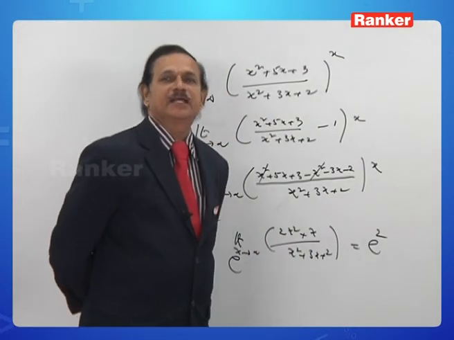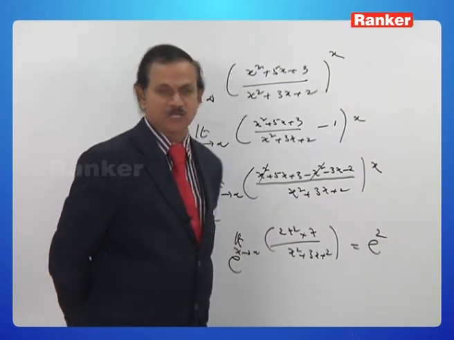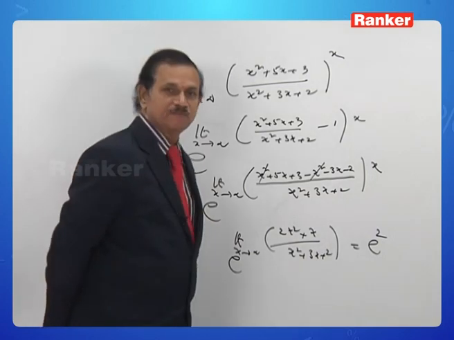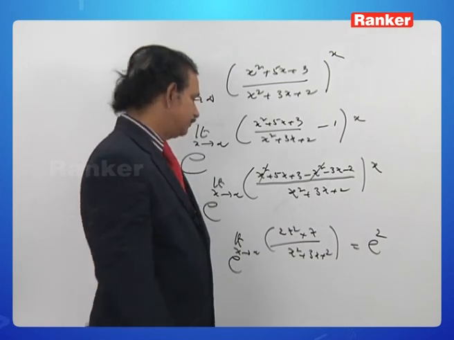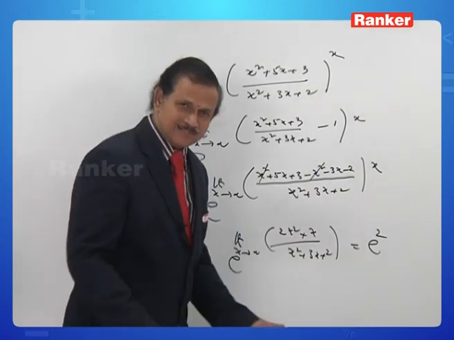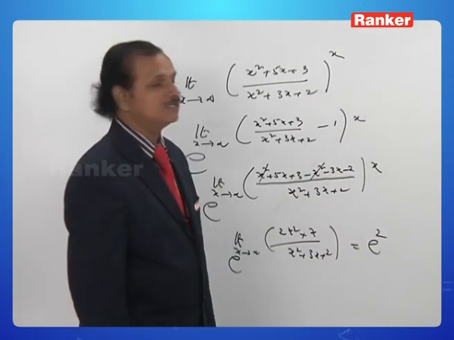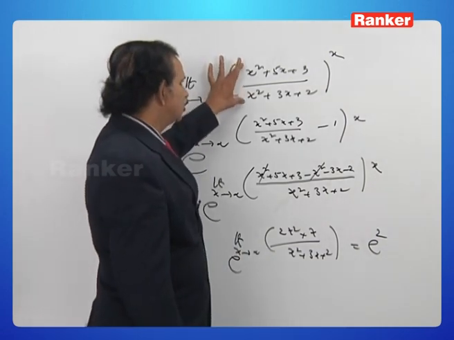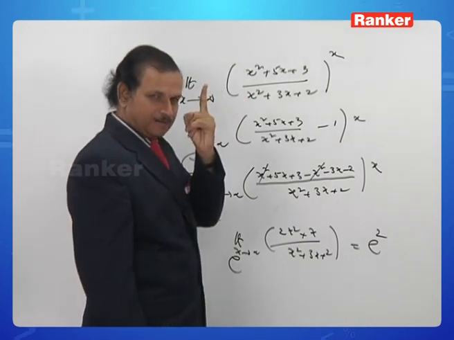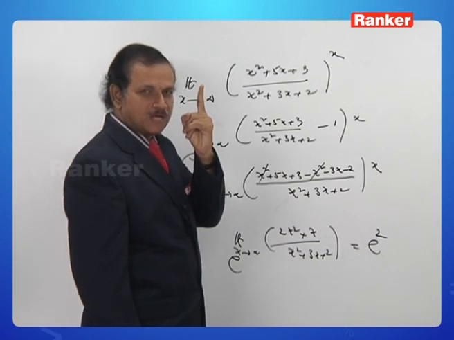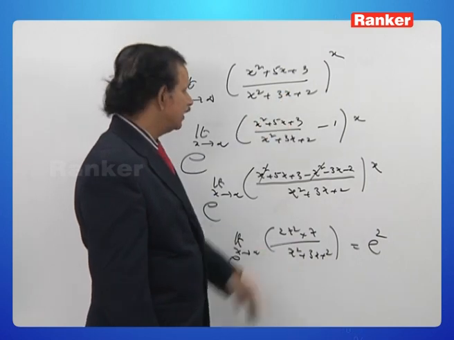By using that methodology, we could have used e power limit as x tends to infinity of (f of x minus 1) into g of x. Well, my dear, this is not the question of solving this problem. How to generalize this result? If both numerator and denominator are quadratic expressions with leading coefficient 1, that is, the coefficient of x square is 1, the answer will be 5 minus 3 is 2, e square.